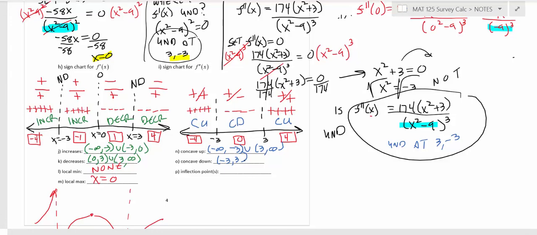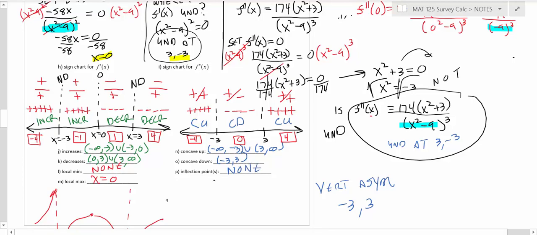Okay, inflection points. Now the thing is, you may have already forgotten by now, but we have vertical asymptotes. We have vertical asymptotes at negative 3 and 3. So that means the concavity does change at negative 3 and 3, but that's not a point on the graph. That's an asymptote. Okay, so you don't have any points of inflection, and if you want to write this down, you can. It's because at negative 3 and 3, the function's undefined, so we don't have that. Okay, having fun with this problem?